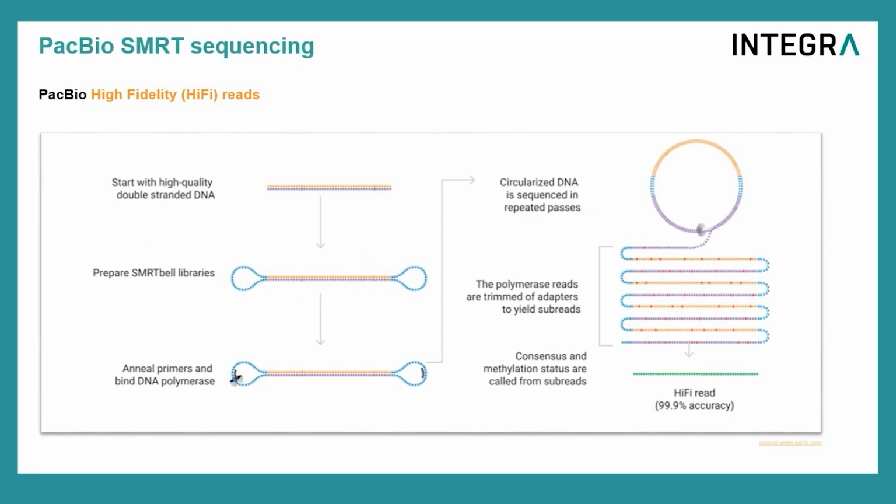During the sequencing step, circularized DNA is sequenced in repeated passes, generating a final consensus sequence. This consensus sequence, called hi-fi read, boasts an accuracy superior to 99.9%. This high accuracy is considered the main strength of PacBio sequencing, making it one of the most accurate sequencing technologies.